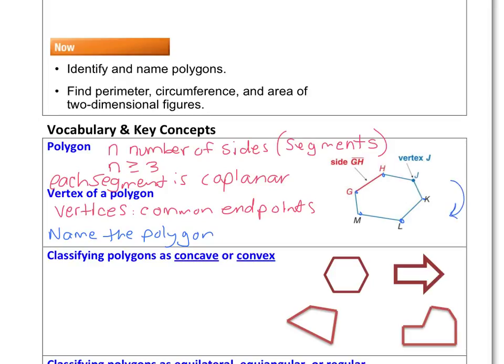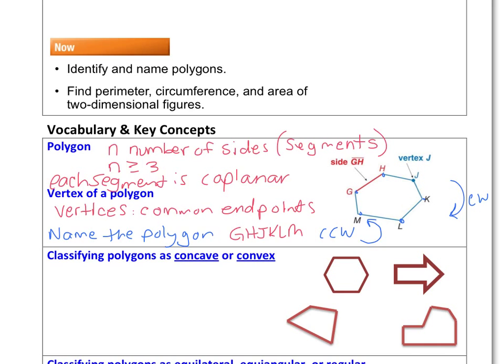I have to either go clockwise or counterclockwise. And you have to be organized about it. So you can't start with, say, H, and then cut over to L, and then cut over to G. You have to start with one, doesn't matter which one, but you have to go in a clockwise fashion or a counterclockwise fashion. So if I wanted to, I could say this is polygon G, H, J, K, L, M, and I've gone in a clockwise manner there.